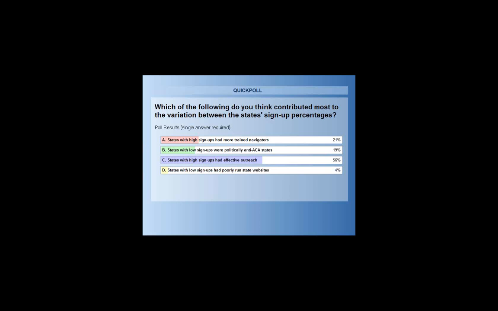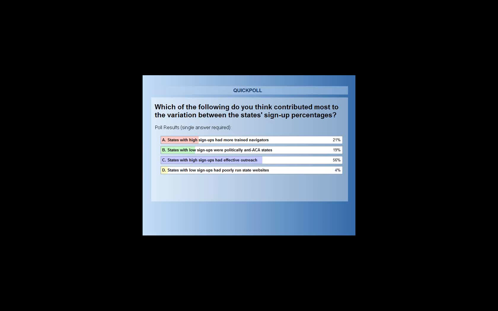Response B suggests those states with low sign-up percentages were anti-ACA states with political barriers to enrollment. We also see that this may have contributed, but Florida stands out as an exception yet again. Florida's Republican leaders have fought the Affordable Care Act at every turn, banning navigators from county health departments, offering no health dollars to boost outreach, and leading the fight to repeal the law. Yet Florida has emerged as a success story for enrollment.